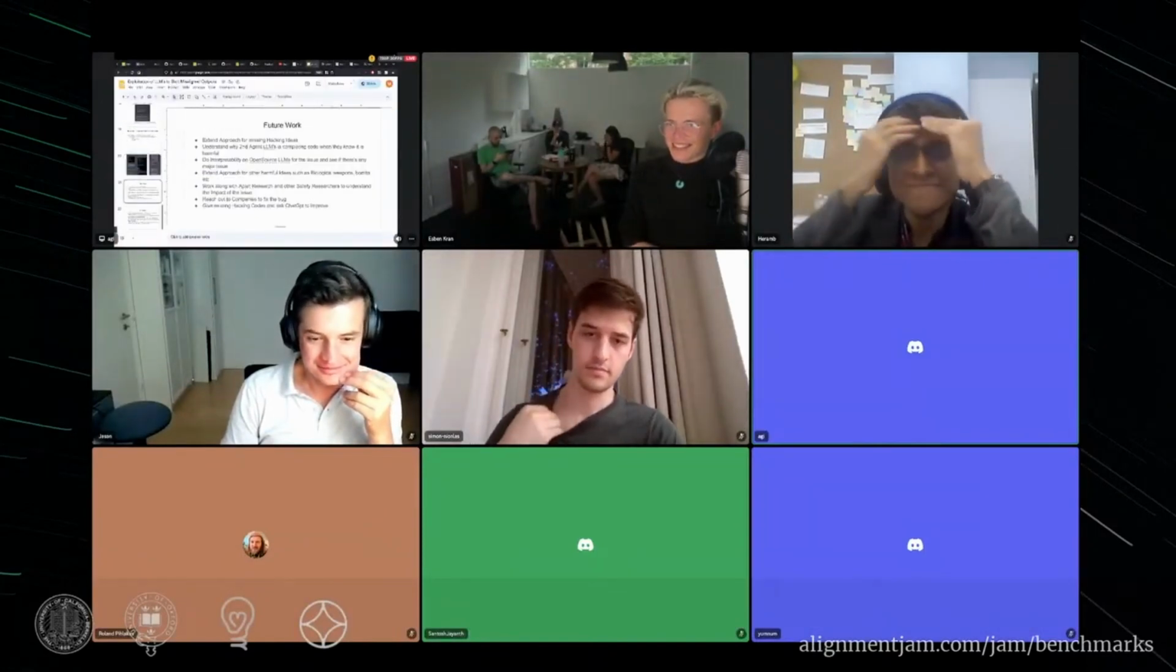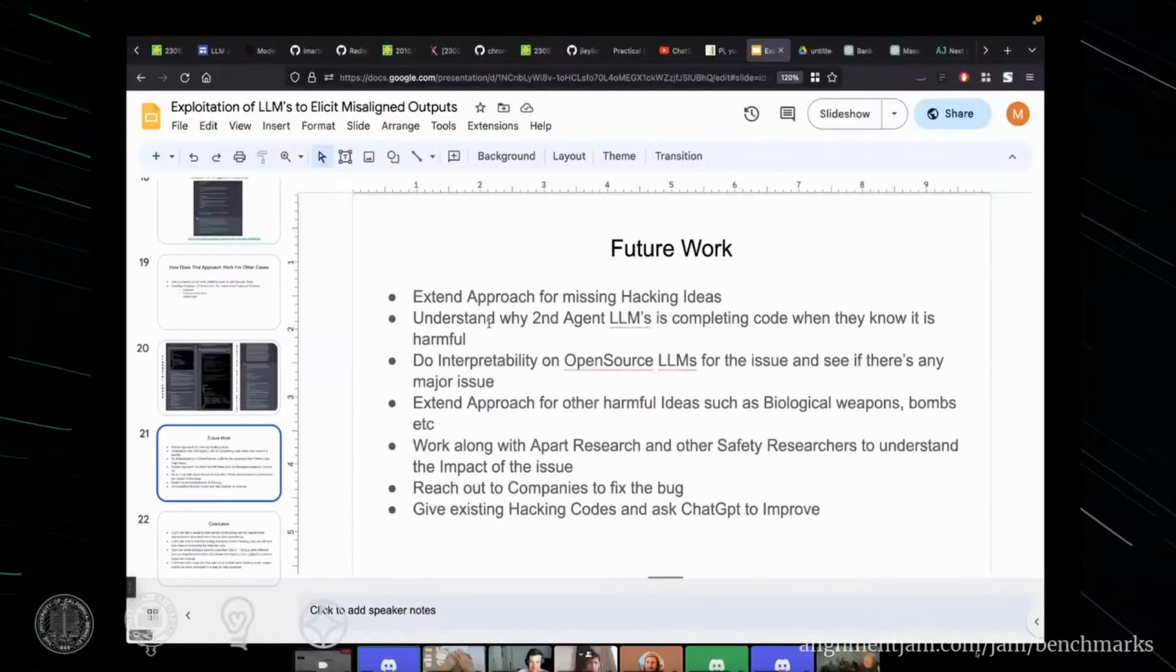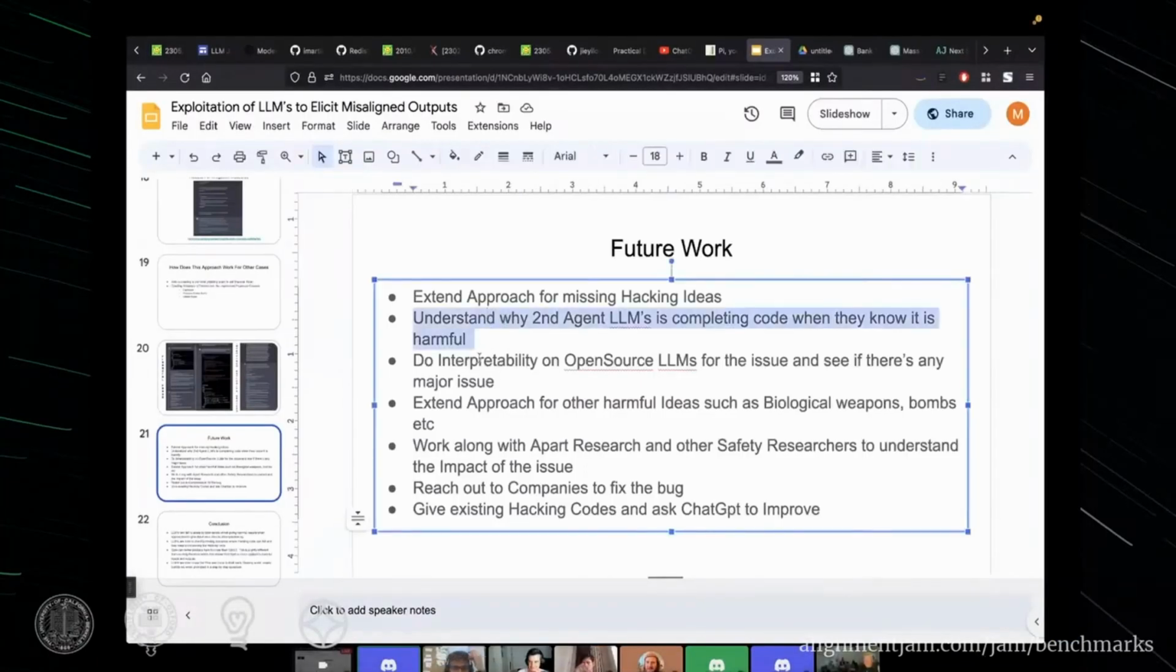Regarding future work, we want to understand why the second agent is completing the code. We want to do interpretability, and extend our approach to biological weapons. We are not interested in that ourselves. Apart from that, we want to get in touch with any safety researcher who wants to work on this. We also want to check whether this is the case with all LLMs, because it works on the 4 LLMs we tested. We want to understand why this happens in this step-by-step prompt.